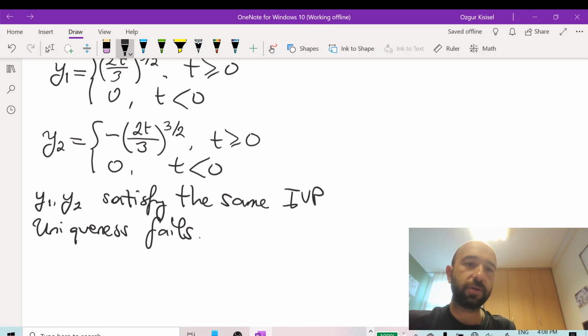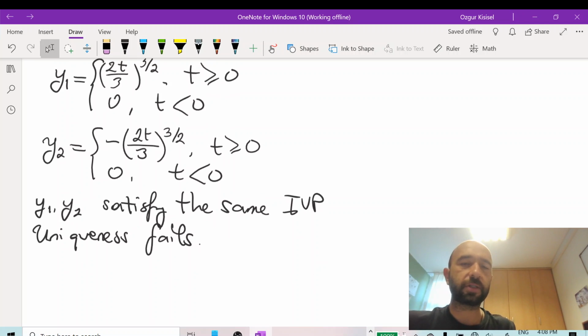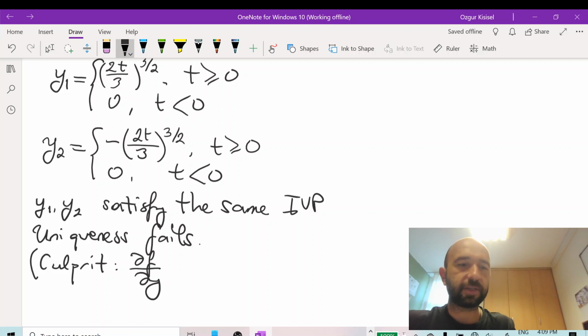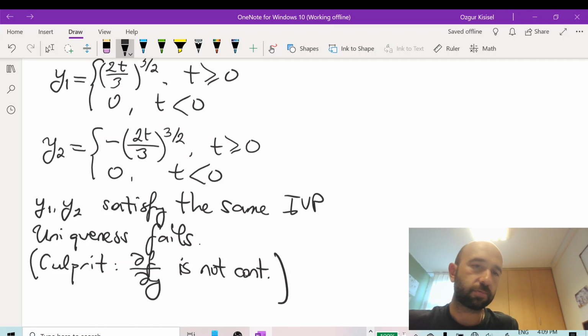There's nothing wrong with the theorem because we cannot use the theorem. Its hypothesis is not satisfied, right? So the culprit, that's del f del y, is not continuous, right? So you cannot use the theorem because this was one of the conditions. If it fails, then the theorem doesn't say anything. And this explicit example shows that if you remove this continuity of del f del y, well, you have some statement which is not correct.